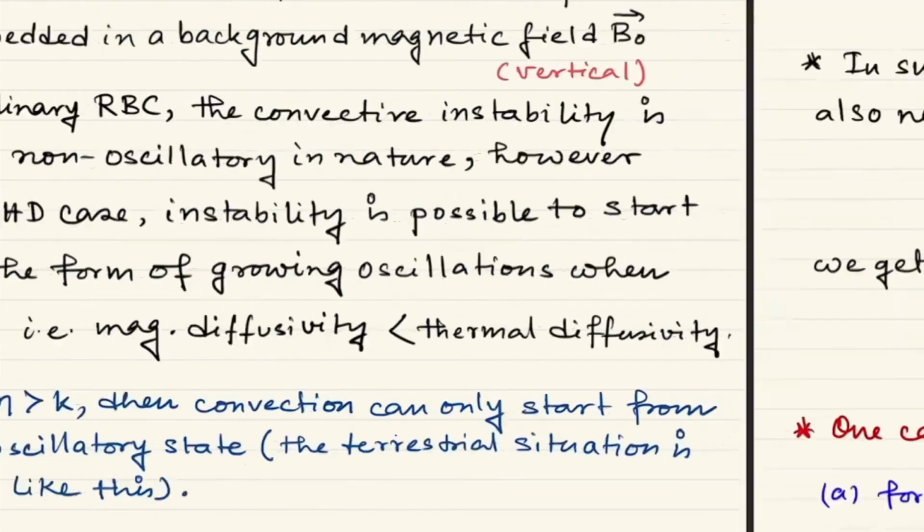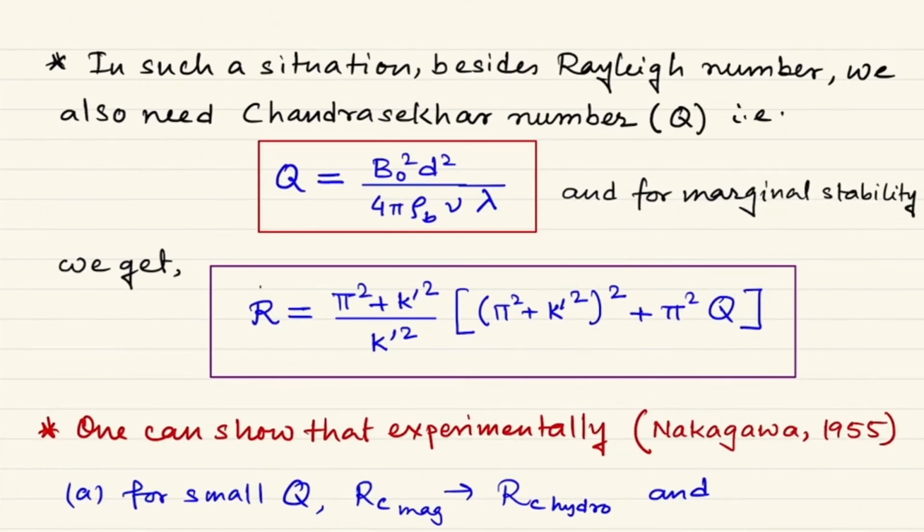Okay, so I want you to do some research on it. So in such a situation, now in the Rayleigh-Bénard convection of an MHD fluid, which we call now magnetoconvection, we have two dimensionless numbers which are of prime importance. One is of course the Rayleigh number, which mainly talks about the importance of the temperature gradient, and we also have another number which is the Chandrasekhar number. So this number represents the importance of the external background magnetic field.